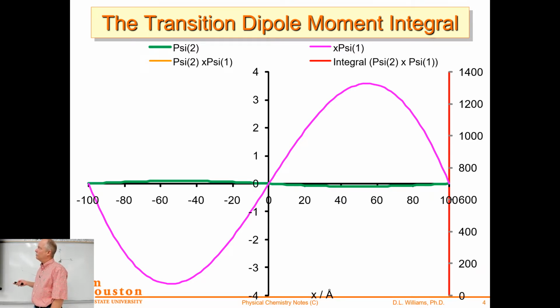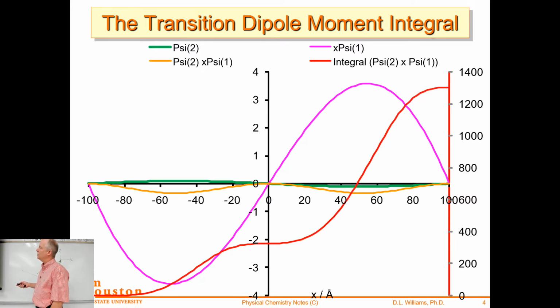And if we multiply these by each other, a negative times a positive is going to give us negative, and a negative times a positive is going to give us negative. So that's the two functions multiplied by each other. And then if we integrate this and square it, so we're summing the squares of the product here, we get this integral. And so that's what the integral looks like from the left side of the box to the right side of the box. And when you integrate it over all space, that's the transition dipole moment integral. And the result is 1300.